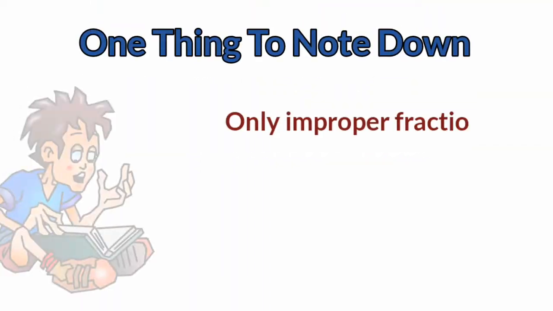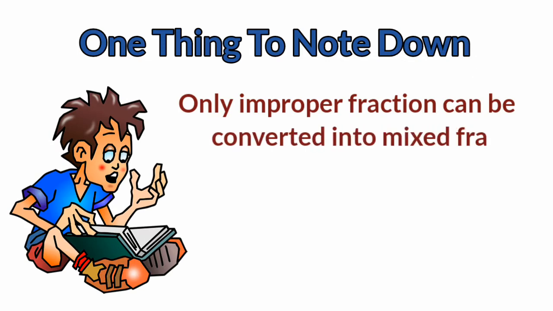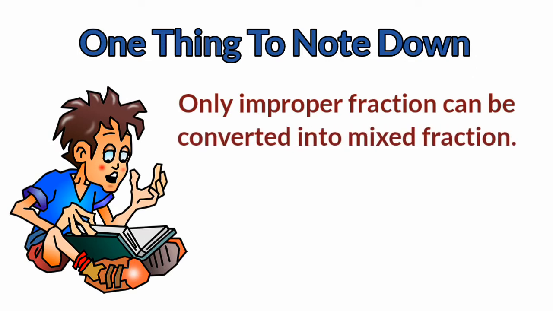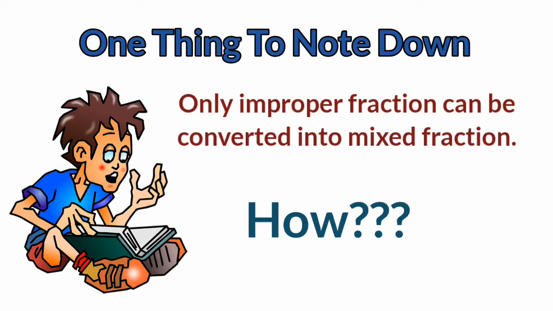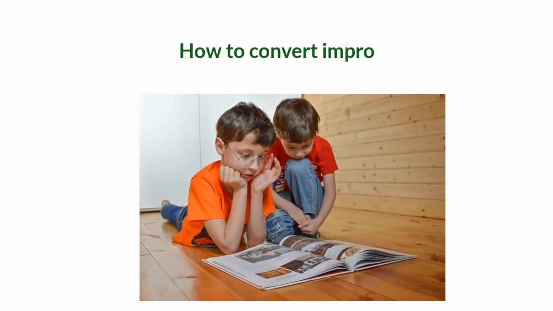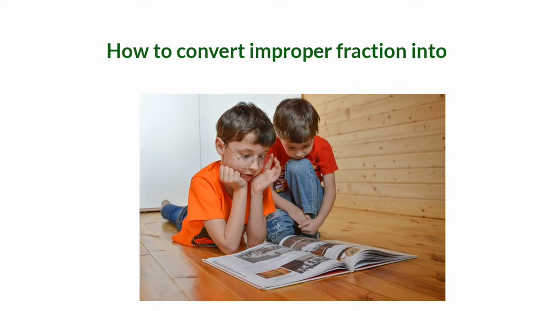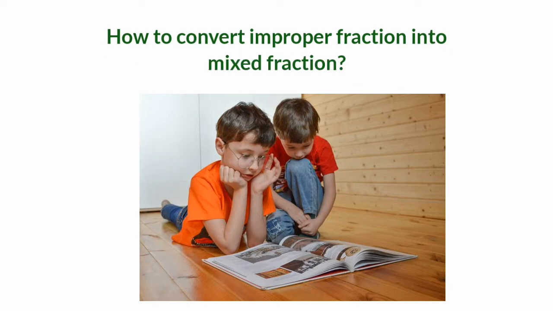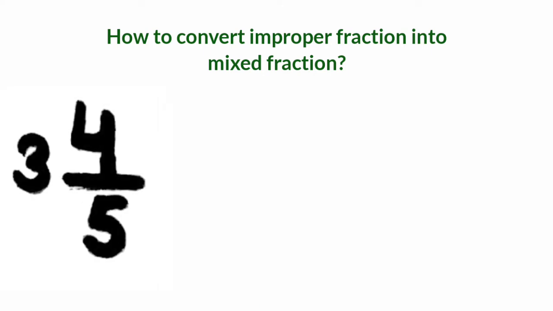One thing to note down, that only an improper fraction can be converted into a mixed fraction. We will see how with the help of examples. So let's start. First, we will learn how to convert an improper fraction into a mixed fraction. So here we have given an example, 3 4 upon 5.